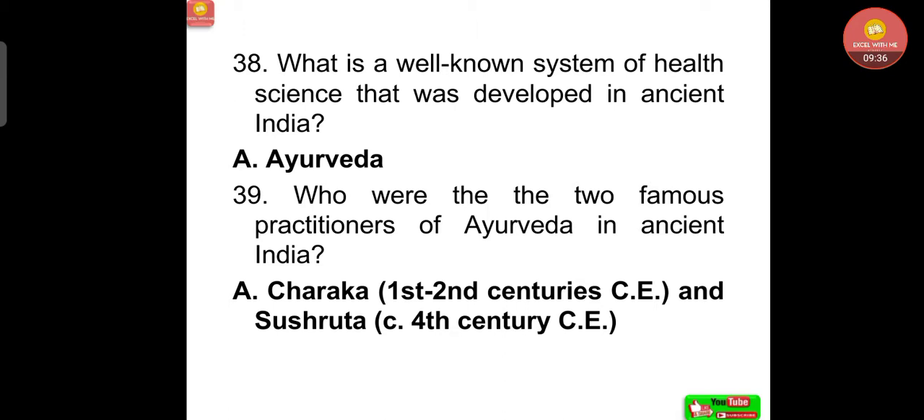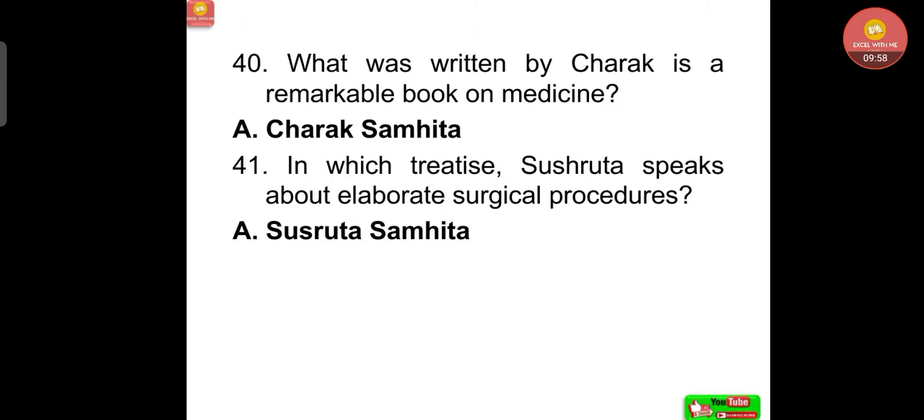Now, what is a well-known system of health science that was developed in ancient India? That was Ayurveda. Who were the two famous practitioners of Ayurveda in ancient India? Charaka, 1st to 2nd centuries CE, Common Era, and Shushruta, c. 4th century Common Era. What was written by Charaka is a remarkable book on medicine, that was the Charaka Samhita. In the Sushruta treatise, Sushruta speaks about elaborate surgical procedures, that was the Sushruta Samhita.